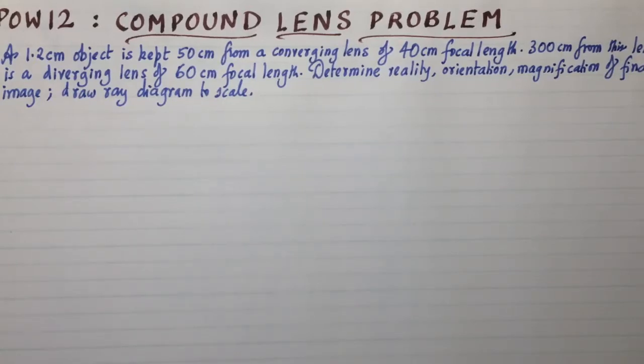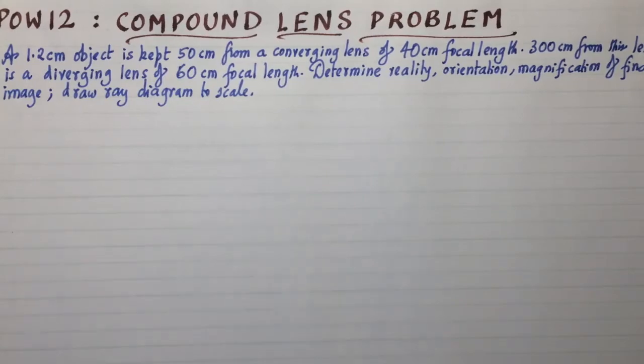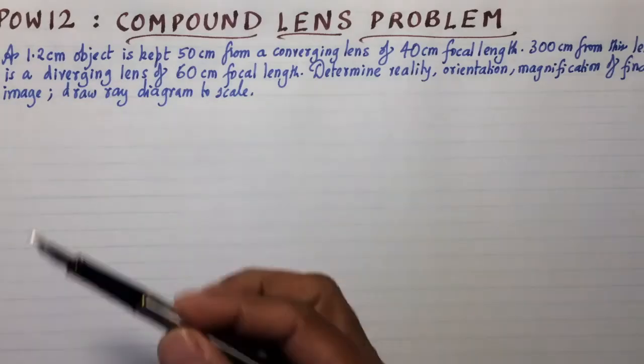It's a typical compound lens problem that you have in this course. To solve it, you have to apply the lens equation twice, the thin lens equation twice. So let's apply it first to the first lens.